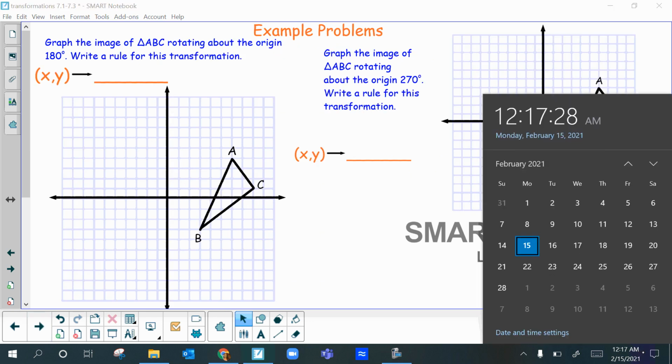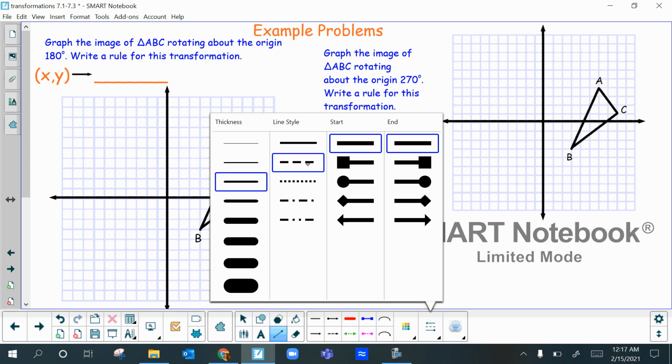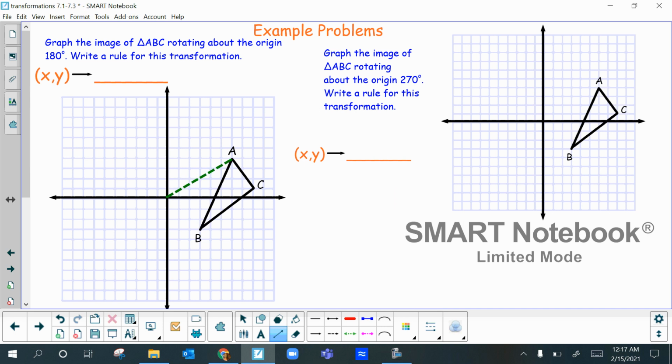It says graph the image of triangle ABC rotating about the origin 180 degrees. Write a rule for this transformation. So what you want to do is draw that dotted line to the origin. Okay, so I'm going to use the same color. So from here to there. And so one thing to remember is that 180 degrees goes basically on a flat line.